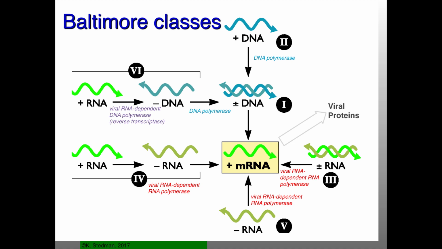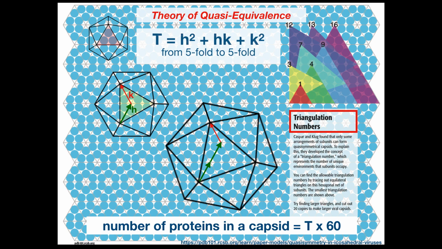Okay, so now we have our genomes. What do we put them in? We put them in capsids. And so this gets us to quasi-equivalence and triangulation numbers, etc. A number of people have asked me about this, so I wanted to spend a little time talking about it. So the classic, again, icosahedral symmetry. This is trying to get ourselves close to being a sphere.